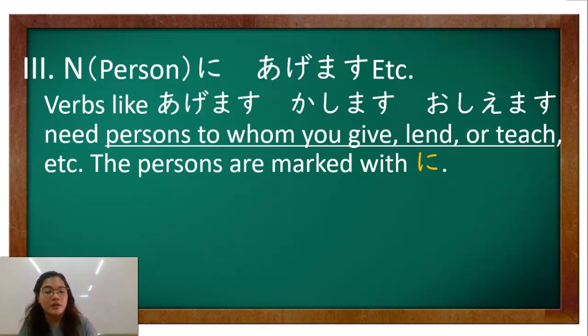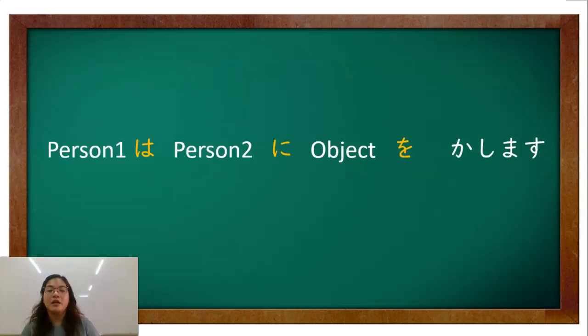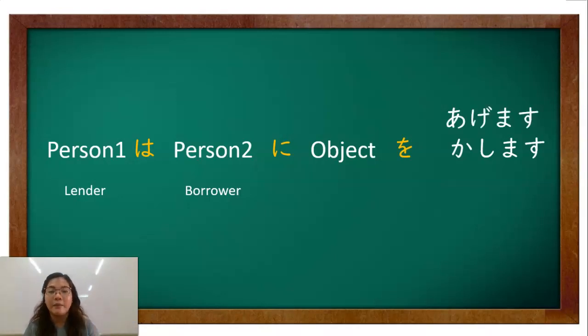Okay? So, for example, here is the sentence structure. Si person 1 wa, siya yung lender, siya yung nagpahiram. Si person 2 naman, siya yung borrower. Kaya, siya yung particle ni. Si lender yung particle wa kasi siya yung nagpahiram. Person 2 is the borrower, so siya yung pinahiram, siya yung particle ni. And object is particle o, then verb kashimasu. The same with agemasu, give.